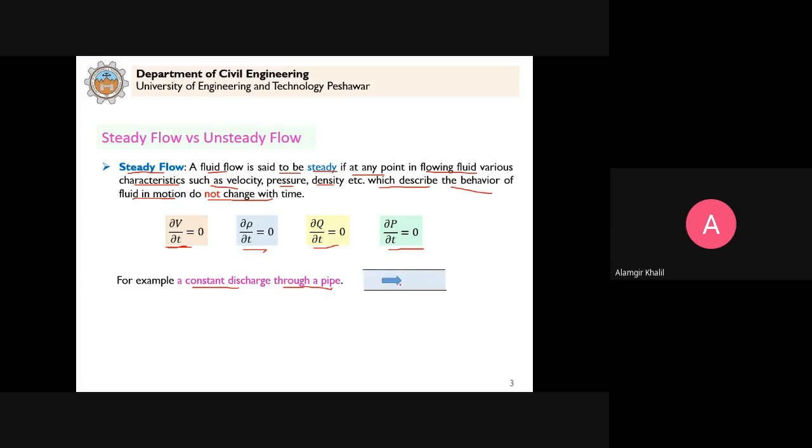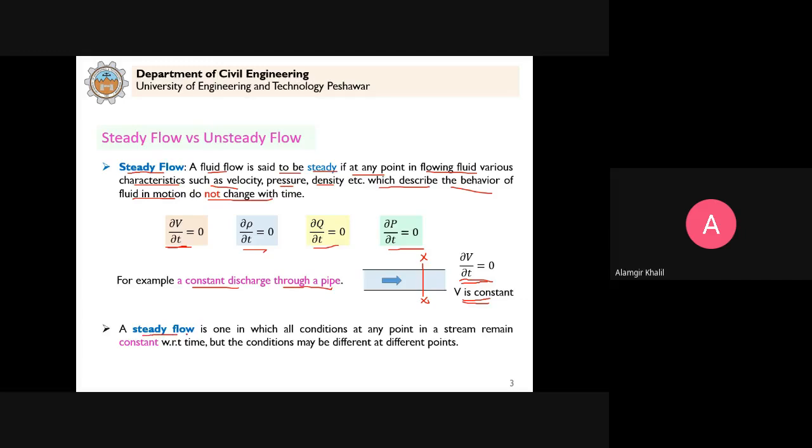Clear? For example, we have this pipe and there is a flow of fluid, and any section you consider here, any section X-X. In this case, if the velocity at any section is not changing with respect to time, meaning the velocity is constant, this is known as steady flow. A steady flow is one in which all the conditions at any point in a stream remain constant with respect to time, but the conditions may be different at different points.